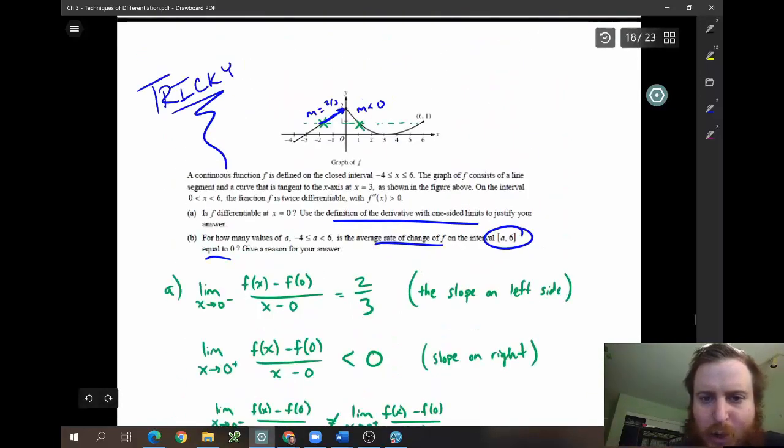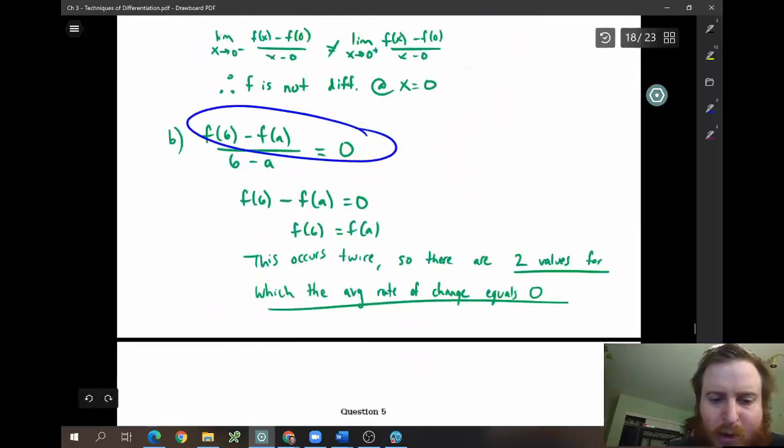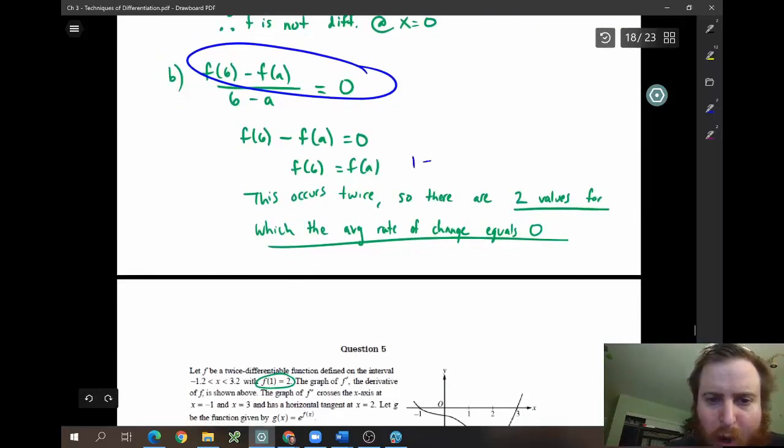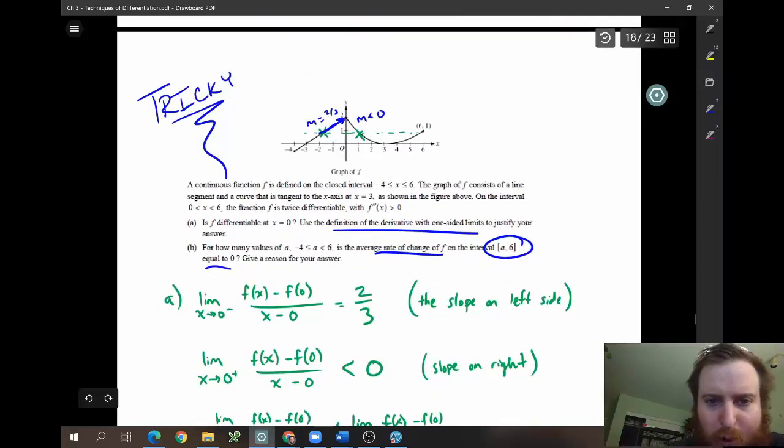Well, f of 6 was 1. So you could have even written, when does 1 equal f of a? And then if you look, we have 2 points where the graph crossed 1.